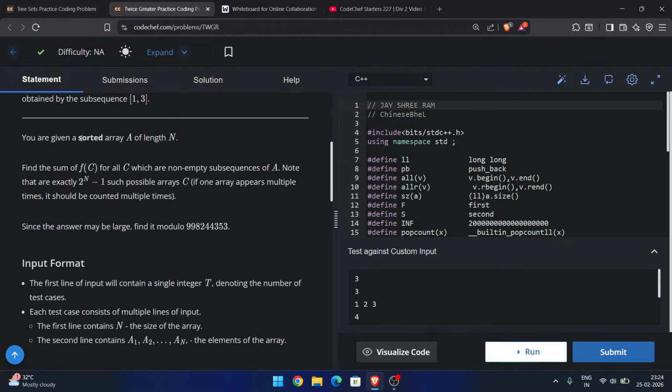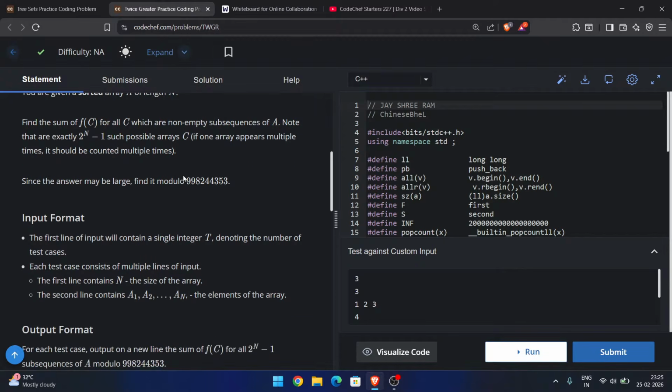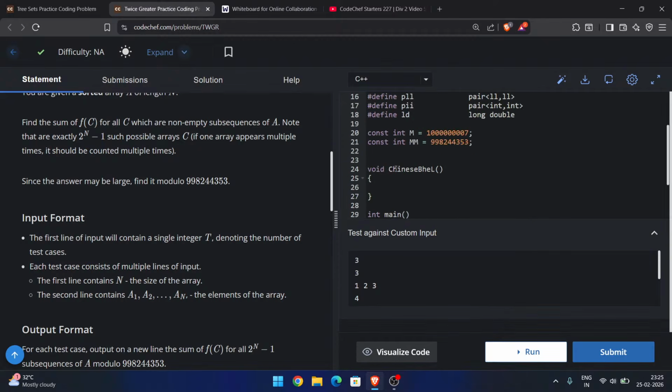Okay, so you are given a sorted array of length n. Find the sum of f of C for all C which are non-empty subsequences of A. Note that there are exactly 2 to the power n minus 1 such possible arrays. Okay, so the answer is large, so we have to find it modulo.